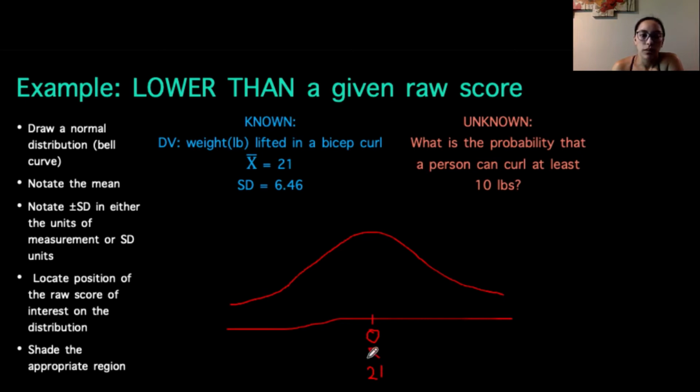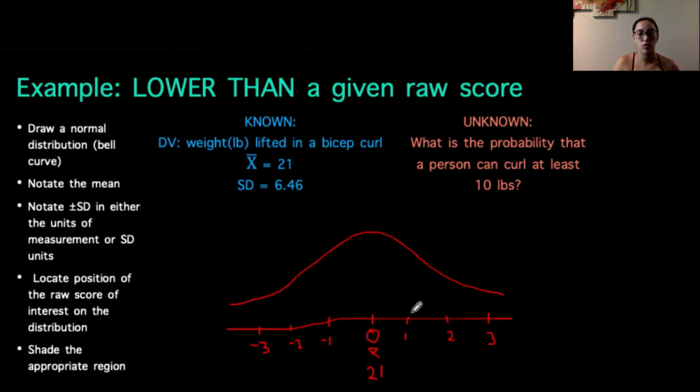So we have a mean of 21, we have a standard deviation of 6.46. Personal preference, I like making 3 tick marks, 1, 2, and 3, and this is plus 1, plus 2, plus 3 standard deviations. Please excuse my non-straight line, but this is how it goes when you're drawing with the mouse. Okay, and then we have minus 1, minus 2, minus 3 standard deviations.